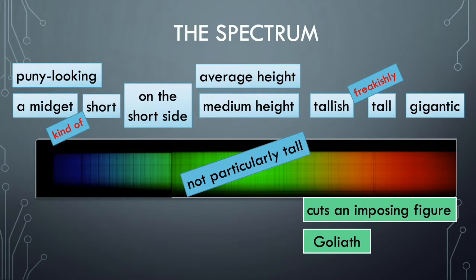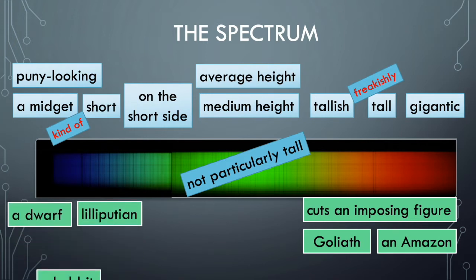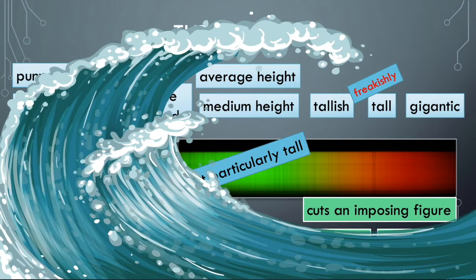Goliath is a biblical character, so that would be a cultured reference. You shouldn't need to know a lot about the Bible to know that Goliath was a giant. And Amazon is, of course, a tall, strong woman. It has connotations. Traditionally, it was connected to a masculine-looking woman. I don't know what the public perception of that word is now, because things are changing quite rapidly. Dwarf, Lilliputian, or Hobbit are, of course, references to folklore.